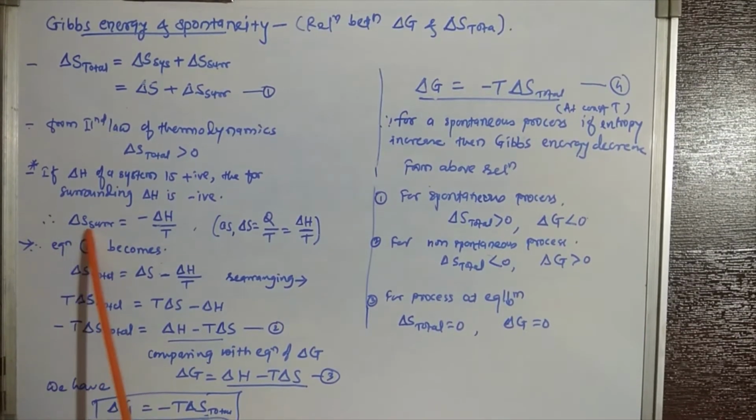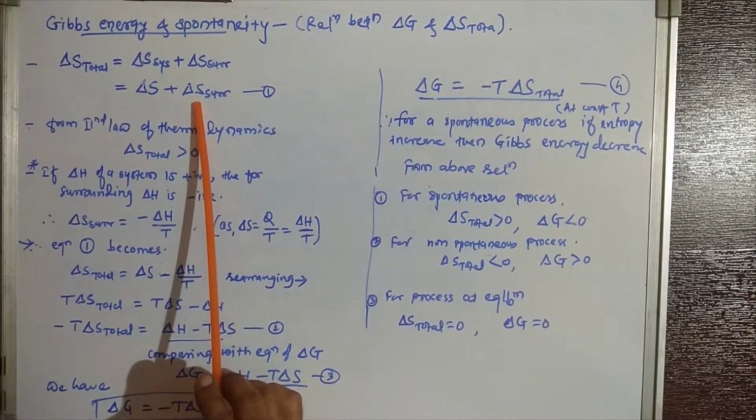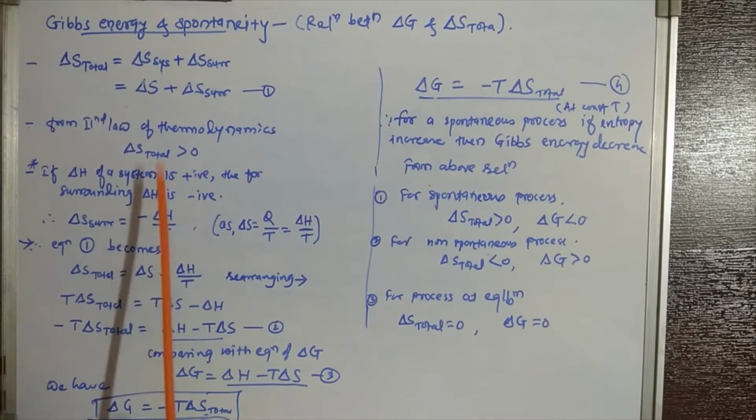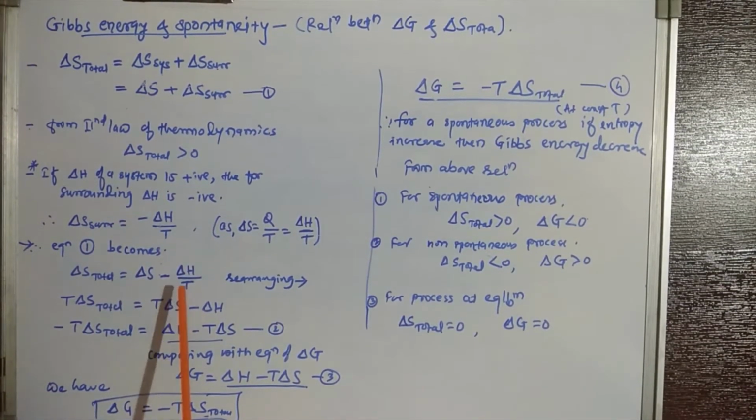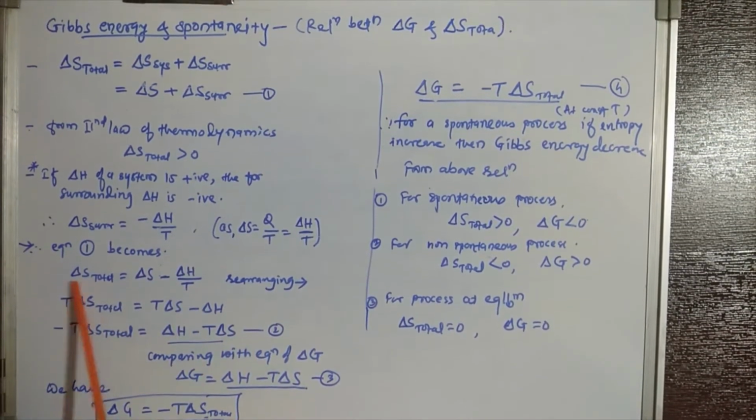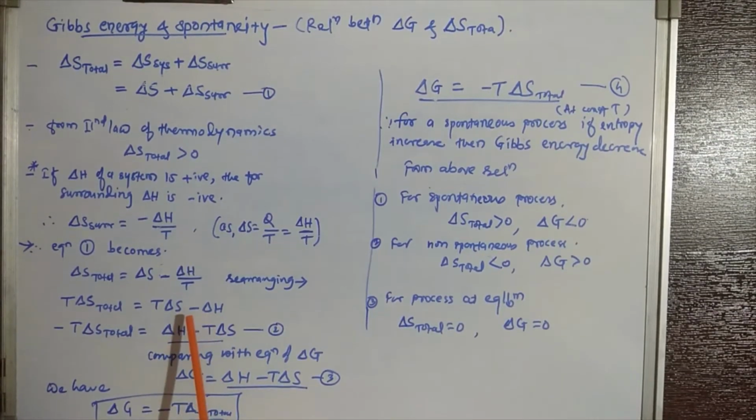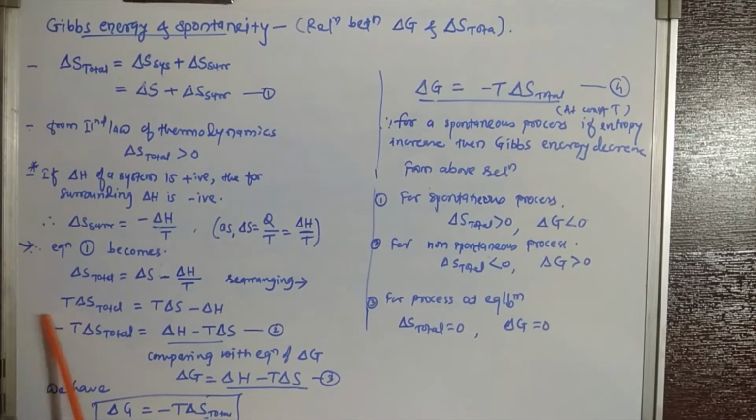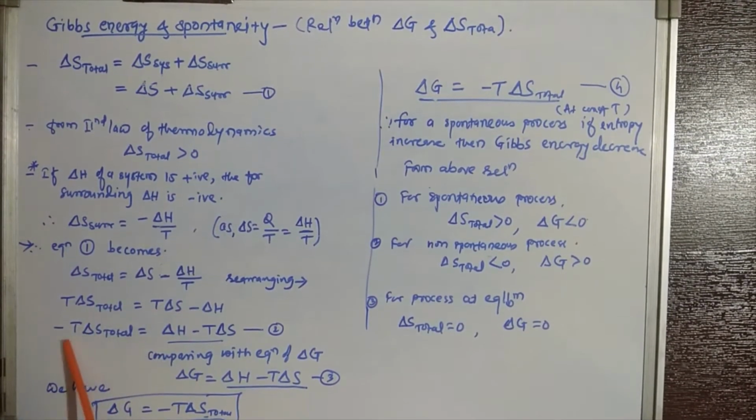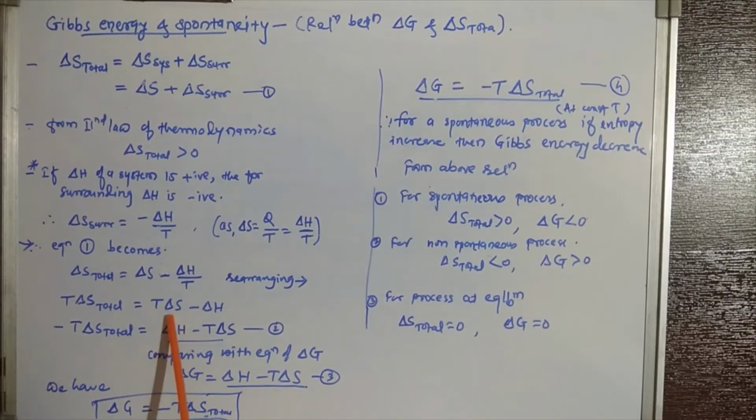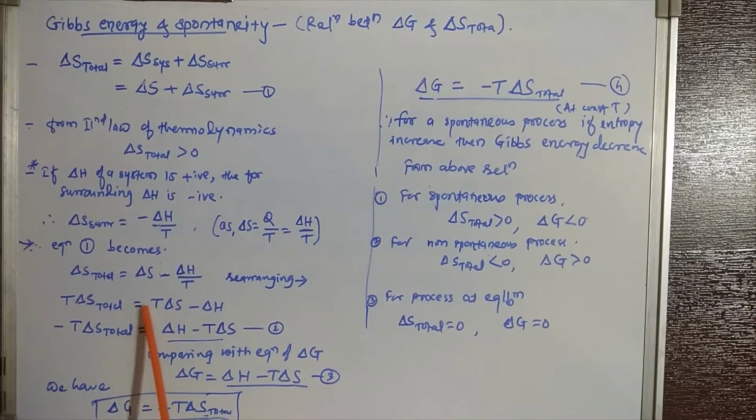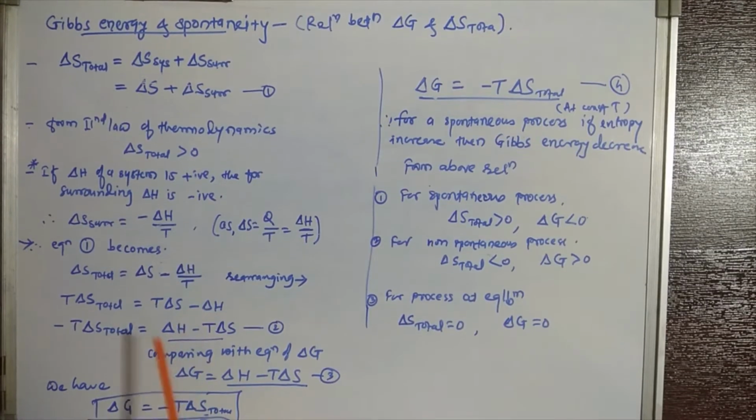Now if we substitute this value of delta S surrounding in equation 1, it becomes delta S total equals delta S minus delta H upon T. Rearranging, multiplying throughout by T, the equation becomes T delta S total equals T delta S minus delta H. Now multiplying throughout by a minus sign, this term becomes minus and this becomes plus, so we can write minus T delta S total equals delta H minus T delta S.